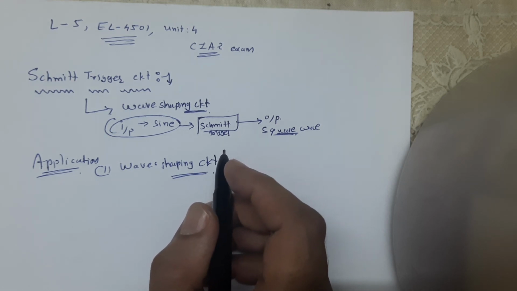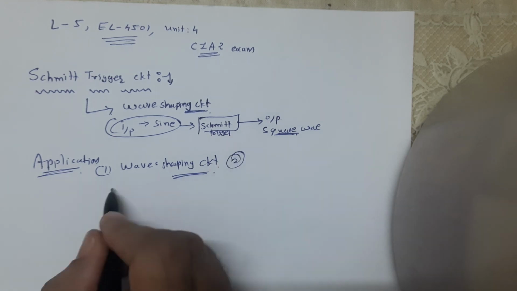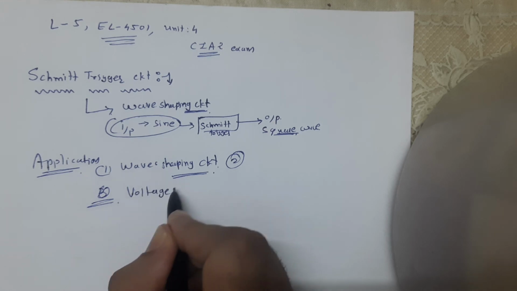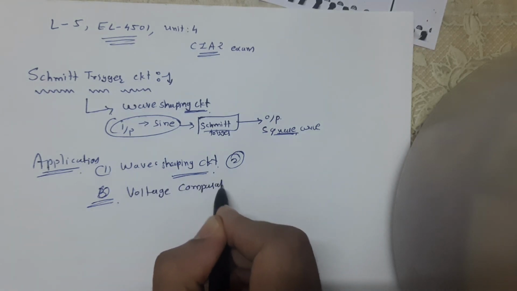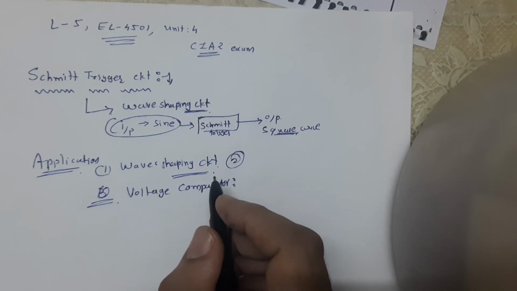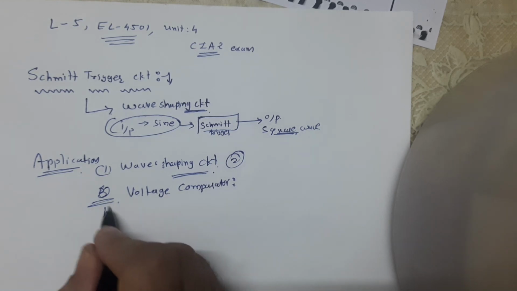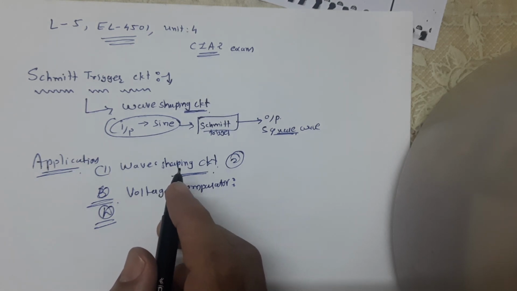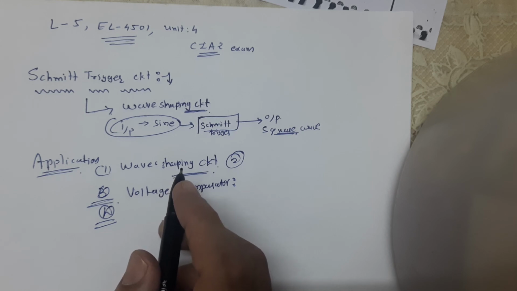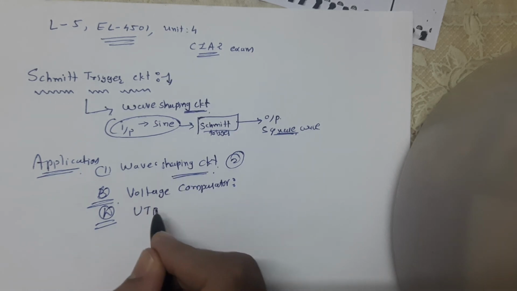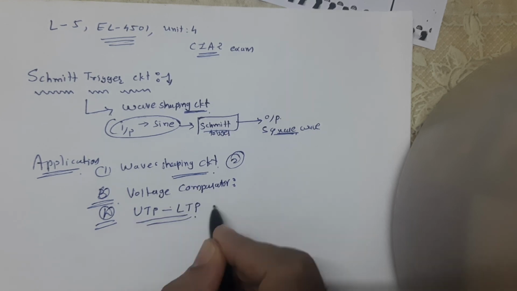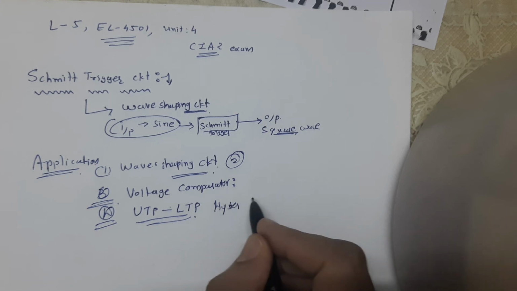The third application is that it can be used as a voltage comparator. The fourth one is the hysteresis. What is hysteresis? The difference between the UTP and LTP, upper and lower trigger points, is known as the hysteresis and it is denoted by VH.